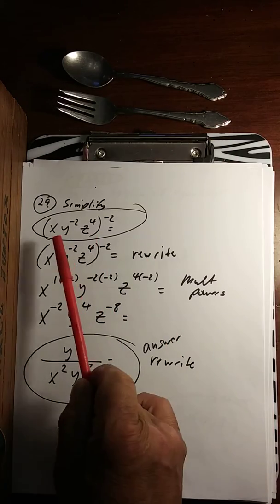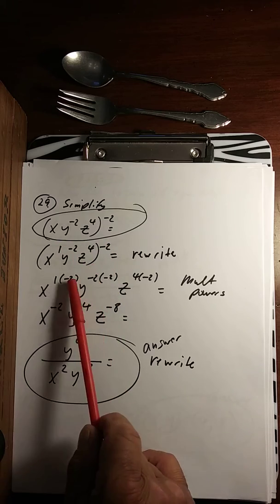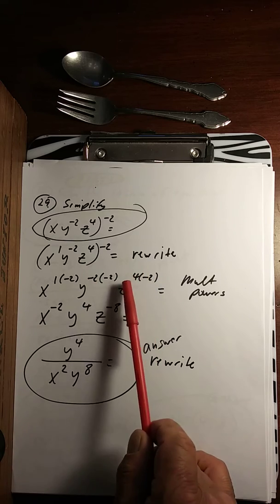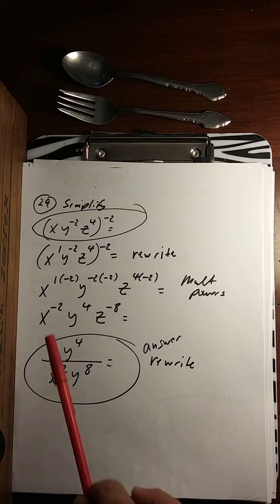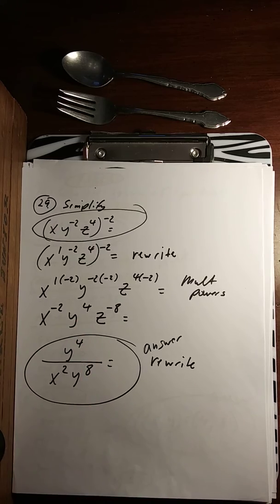Simplify this. Rewrite this. Put a 1 right there in the power. That times that. Multiply the powers by 2. Negative 2, negative 2. Negative 2 times that. Negative 2. 4. Negative 8. Rewrite it. X to negative 2 down here. Y to 0, negative 8 down here. And y 4 on top. Leave it alone.